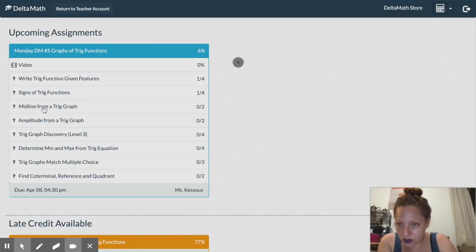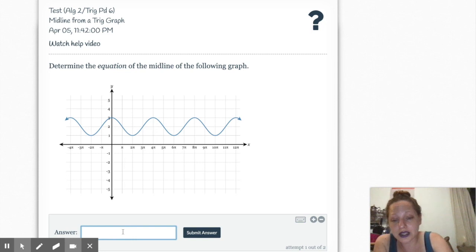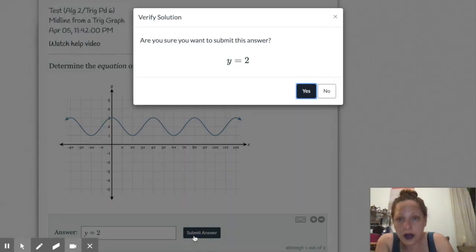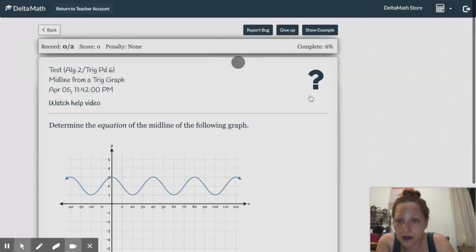In the next two sections, you're going to be given a graph and you have to find the midline and amplitude. Midline you get by looking at the middle of the graph. So see where my arrow is going across the middle? That crosses at 2. So the midline is an equation and it crosses the y-axis, so it's y equals 2. Okay. Now the amplitude goes from the middle to the top. So you would say from here, from the 2, it goes up 1 space to get to 3. So the amplitude would be 1.